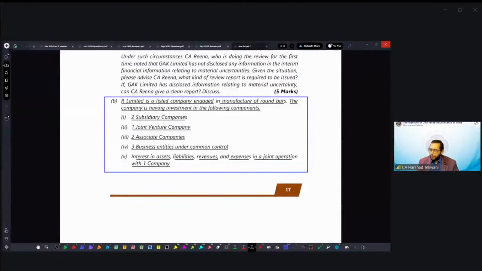Someone said Ind AS 110 for the consolidation. Yes, absolutely correct, Ind AS 110 for the consolidation. Will I apply Ind AS 110 for the joint venture also? Yes, no. Very good, Radha. Absolutely correct. Very good, Kanaya. If not, then what will I apply?